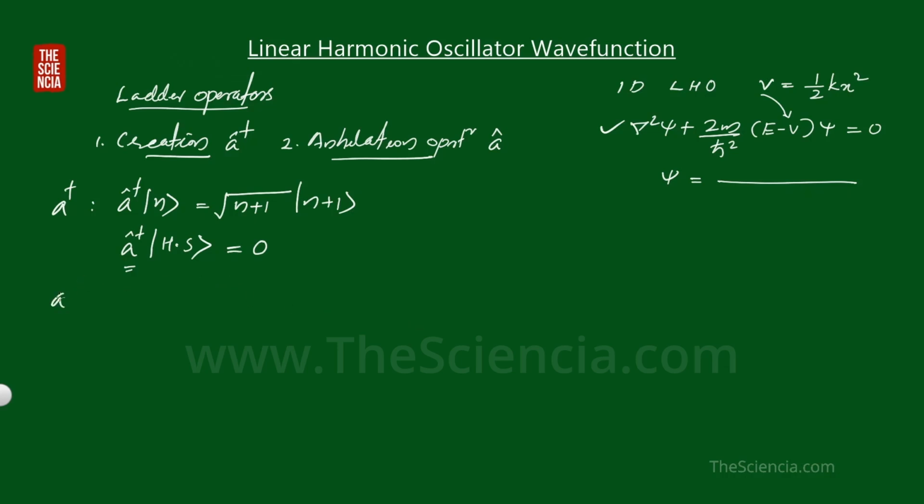Next one, the annihilation operator. If the annihilation operator operates on a certain state |n>, then we will get root n |n minus 1>. Suppose this annihilation operator is operating on the ground state, that is the lowest energy state or lowest step in the ladder, right? Then we will get this equal to 0, because there is no further lower energy state, right?